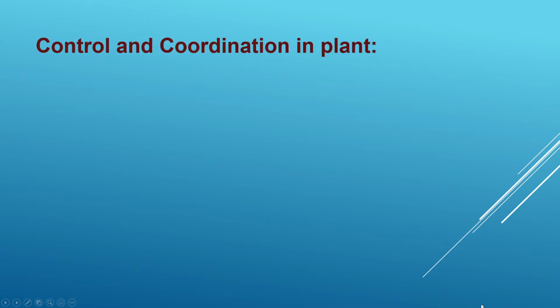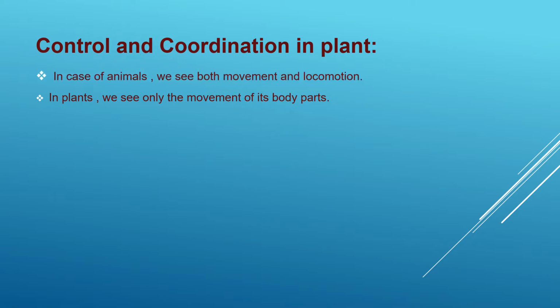You may have noticed that every organism moves its body parts to some extent. Just like animals can move their body parts and also move from one place to another. That is called locomotion. That means when they only move their body parts, that is called movement. But when they move from one place to another, that is called locomotion.